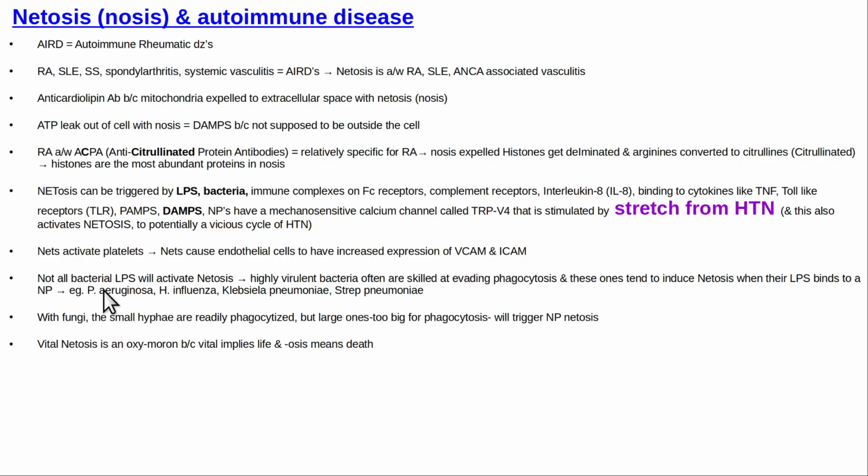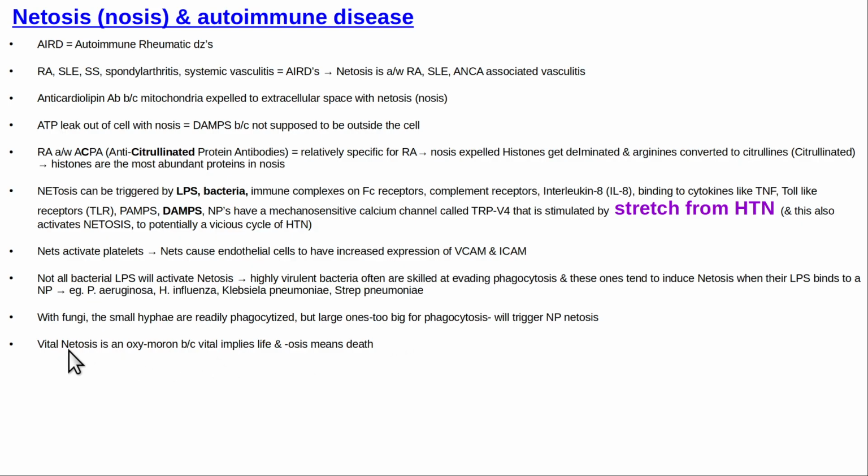Not all bacteria LPS will activate NETosis. It's especially highly virulent bacteria. They're often skilled at evading phagocytosis, and these are the ones that are more likely to induce NETosis when their LPS binds to it. And that would be like Pseudomonas, H. flu, Klebsiella, Strep pneumoniae. With fungi, the small hyphae are readily phagocytized, but the large ones are too big for phagocytosis, and that'll trigger neutrophil NETosis.